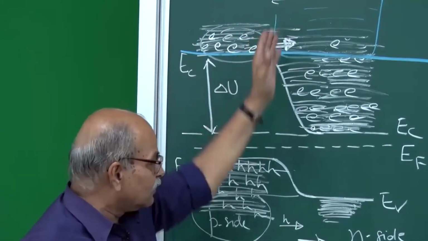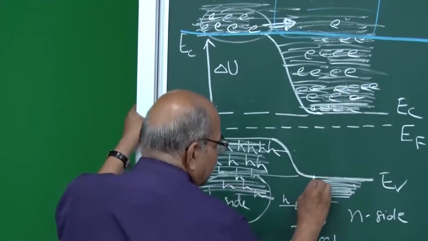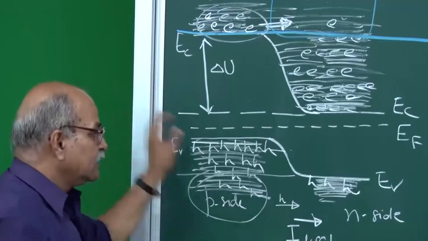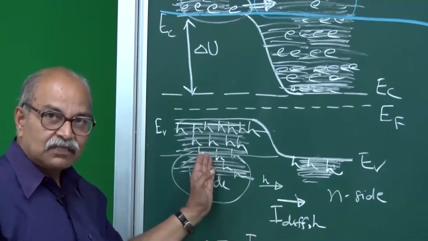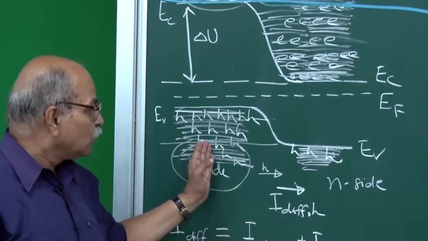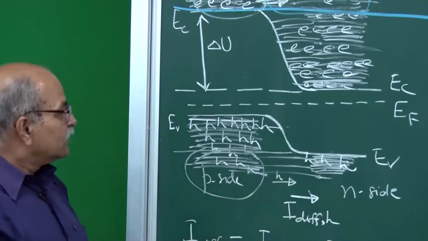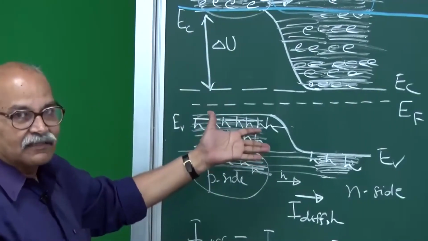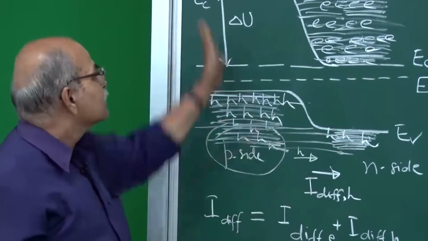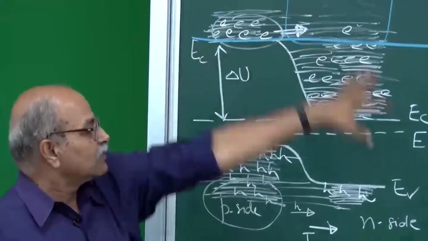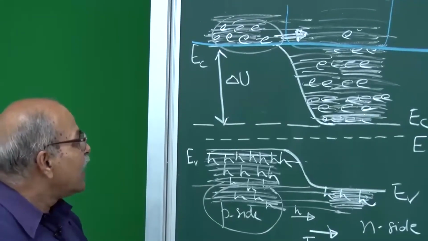And similar is the story for this n side. Here the electrons are in majority and holes are in minority, and these holes are here in the valence band. If they want to go towards this p side, no one stops them, because you have all quantum states available. So this barrier is not a barrier, rather it's something which helps. Here the electric field pulls it to the other side. So because of these minority carriers, you will have a current.